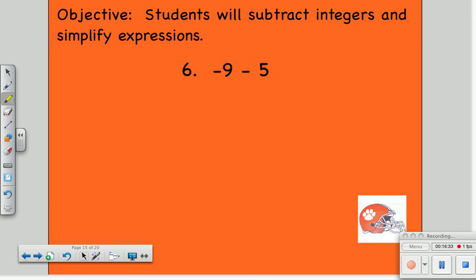Next. Negative 9 minus 5. Negative 9, change subtraction to addition, change 5 to negative 5. They're both negatives. Since they're both negatives, I add them together. 9 plus 5 is 14. Since they're both negatives, my answer is also negative.